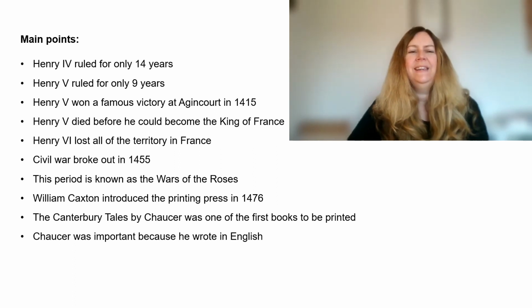As always, let's just summarise the main points. Henry IV ruled for only 14 years. Henry V ruled for only 9 years. Henry V won a famous victory at Agincourt in 1415. Henry V died before he could become King of France. Henry VI lost all of the territory in France. Civil war broke out in 1455. This period is known as the Wars of the Roses.